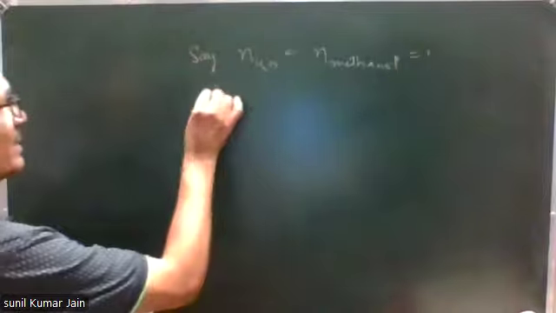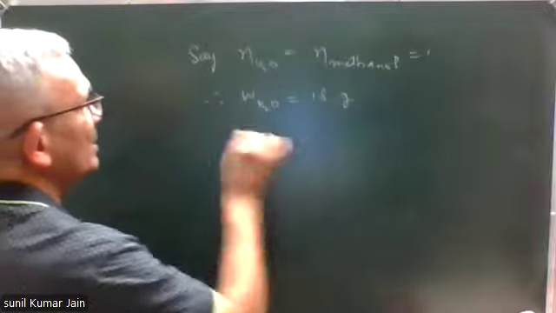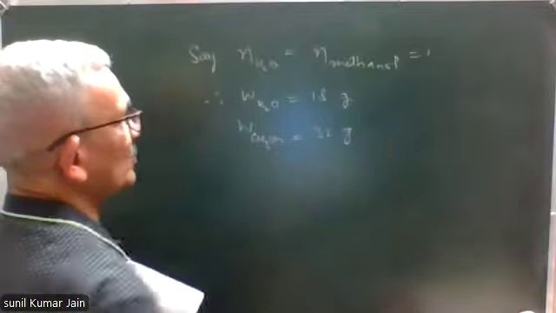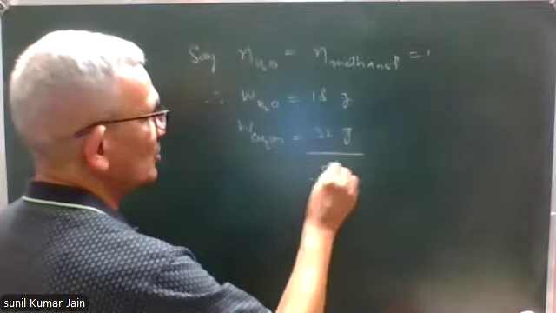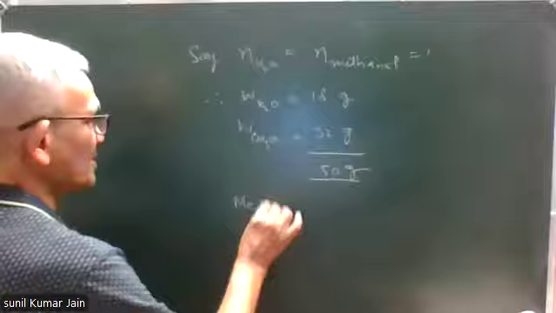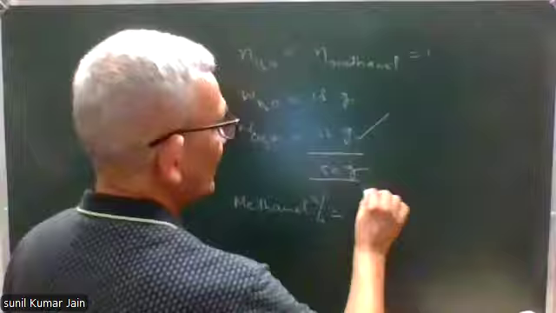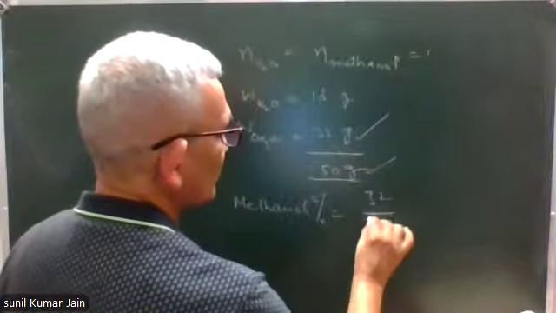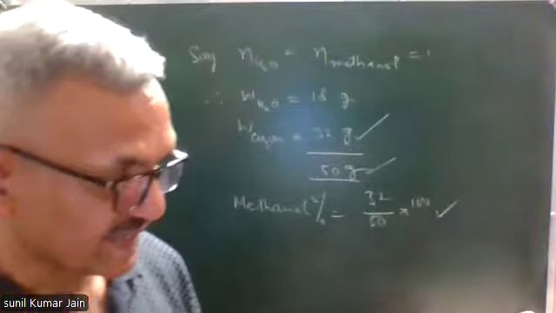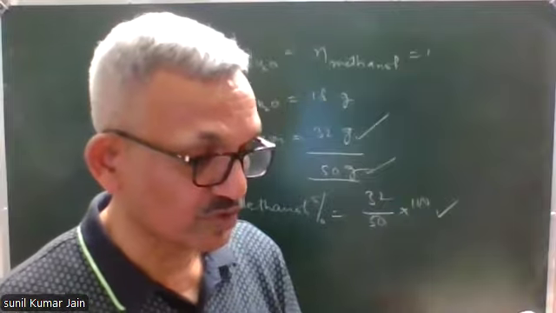is equal to 1. Therefore, weight of water will be 18 grams. Weight of methanol will be molecular weight, 32 grams. It means weight of the solution will be 50 grams. So methanol percentage will be weight of methanol divided by weight of solution into 100. This is 64%.